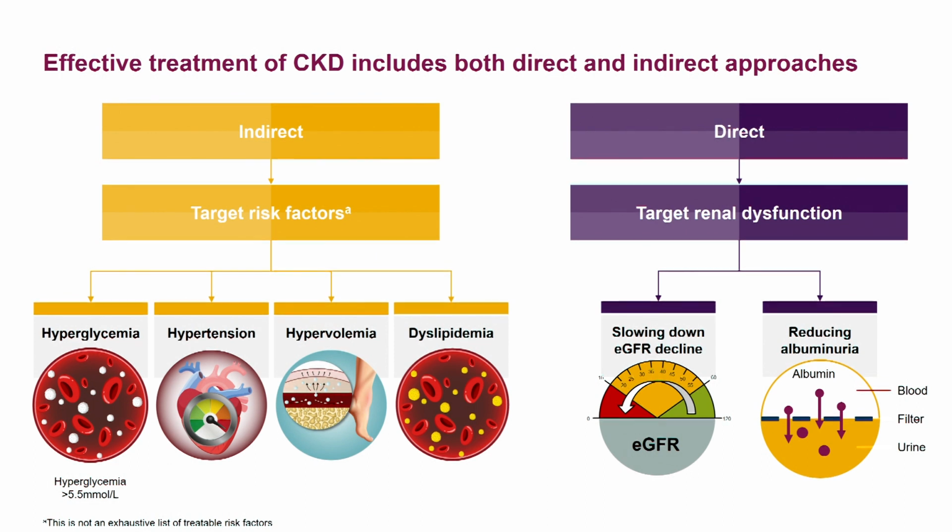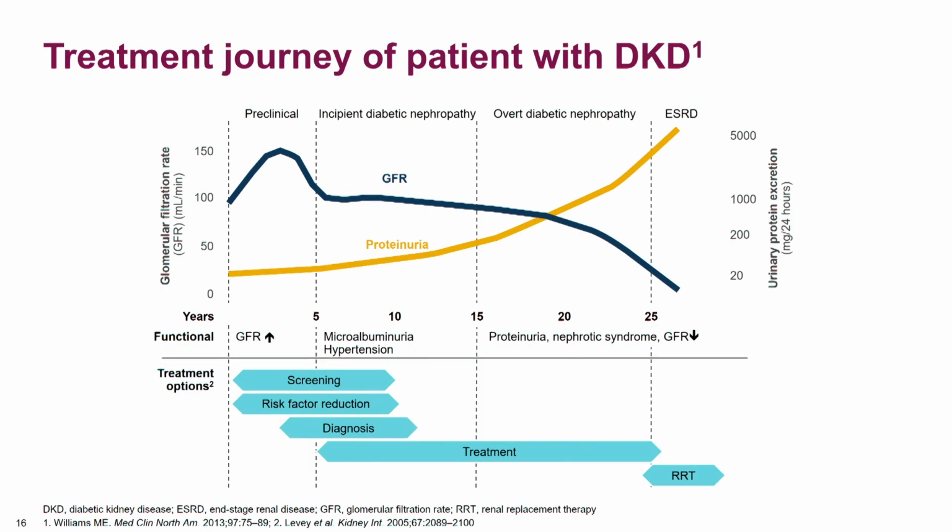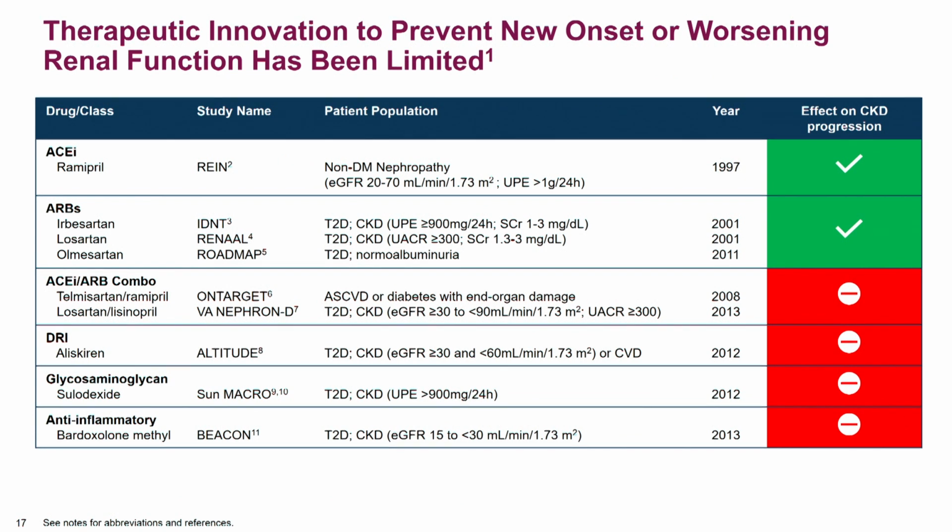So when it comes to prevention of decrease in eGFR, there are two approaches. These are indirect approaches, which means you target risk factors like aggressive control of hyperglycemia, hypertension, hypervolemia, dyslipidemia, and direct targeting of the renal dysfunction, which will slow down the decrease in eGFR and reduce albumin excretion. And this is how, based on staging and natural history of the disease, we can do screening, risk factor modification, diagnosis and treatment of the patient. Now we will discuss only the direct approach, the drugs which act on the kidney directly.